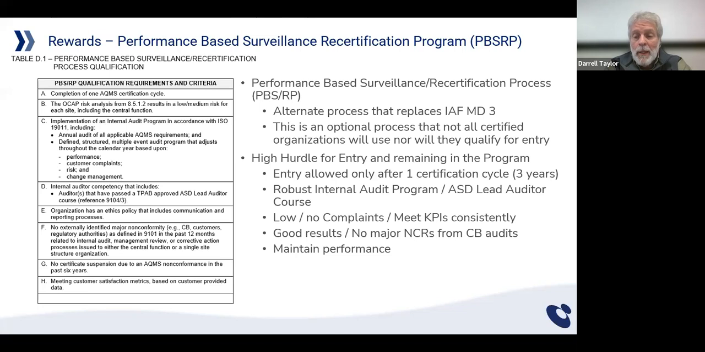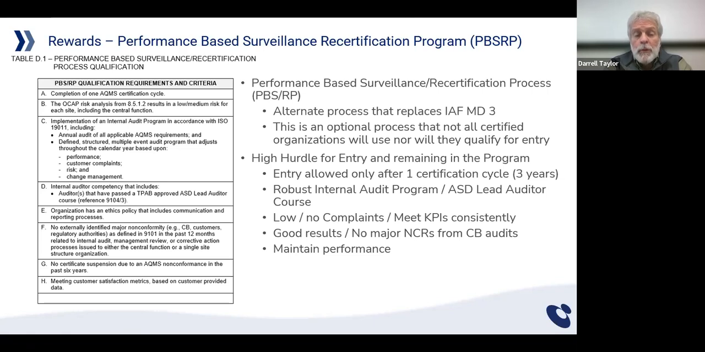So A is they have to have gone through a 3-year cycle. They can't be a brand new AS 9100 client applying for PBSRP. They have to have gone through at least 1 cycle to prove that they meet the requirements consistently, and we have the data to support that. The OCAP risk analysis, so we go back to the OCAP tool, they cannot be high risk. If they come to you and they're already high risk, there's an issue there, and you should not be granting PBSRP. They need to be low or medium.